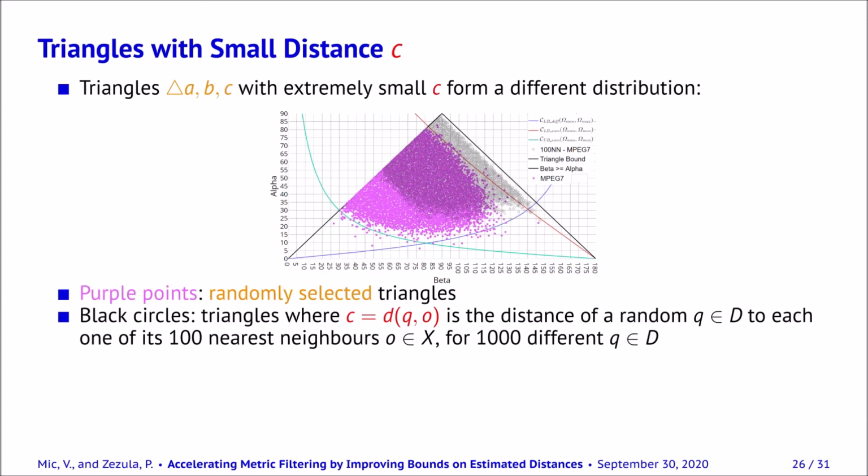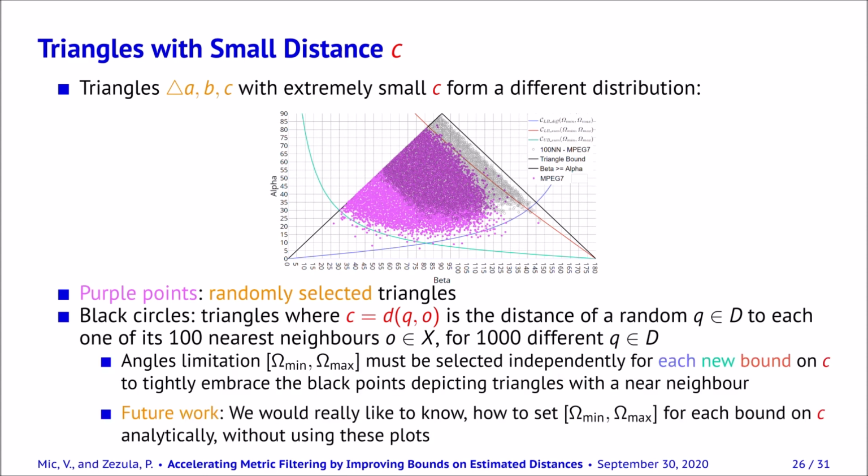The black circles in this plot represent the triangles in which C is the distance of Q to each of its 100 nearest neighbors from the sample of dataset X. Since distance C is extremely small, also the angle gamma tends to be small, and thus these points are shifted to top right. For this reason, mainly the lower bound based on the sum of two distances is dangerous in the application of the similarity search. Please focus on the orange curve in the plot.